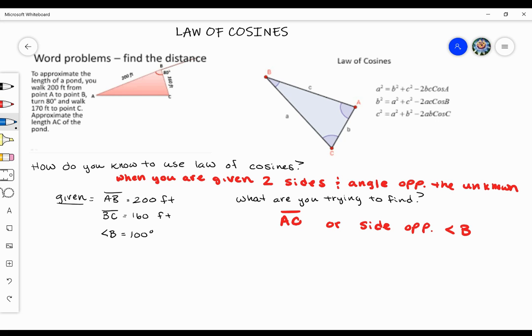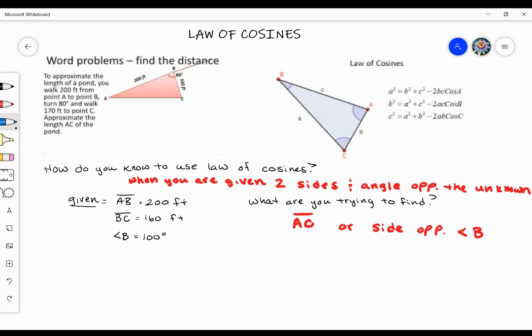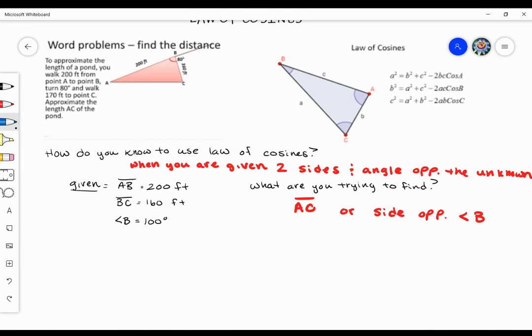Hey, I'm going to be showing you guys how to use the law of cosines. It's an easy one to forget, and the formula is a little tricky to memorize. So sometimes you need a little review. I know I don't always remember the law of cosines every day. I don't really use it every day. But here's how you know when to use the law of cosines.